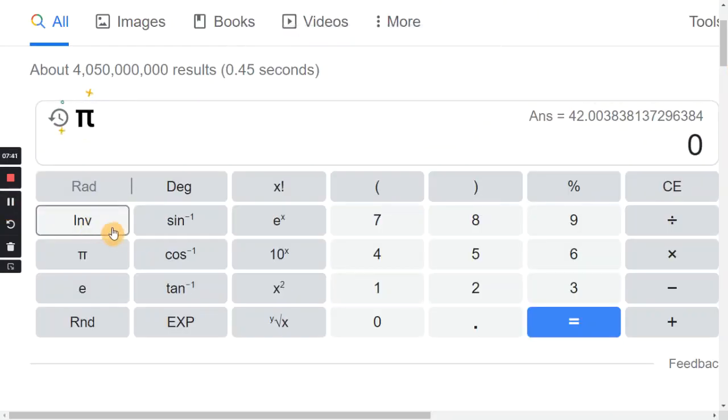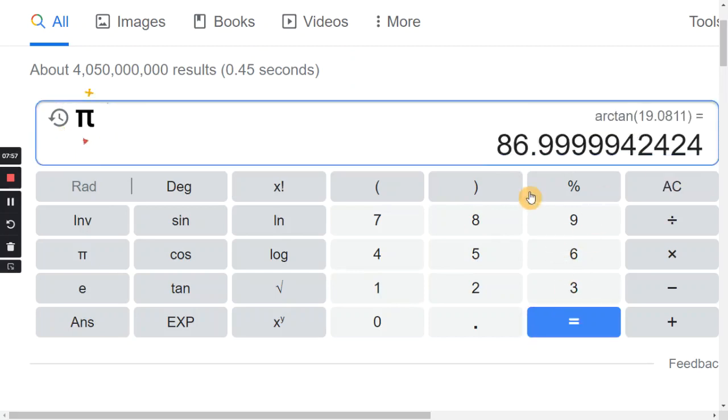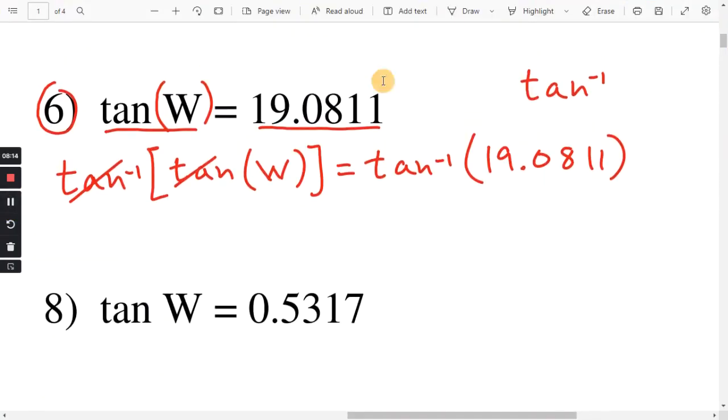Okay, inverse tan, 19.0811, and close the parentheses, okay? Inverse tan or arc tan, that's the same thing. Click equals. And rounding off to 1 decimal, we see it's 86.9. The 9 is 5 or more, so this gets rounded up to 87 degrees. So the angle W is going to equal 87 degrees.